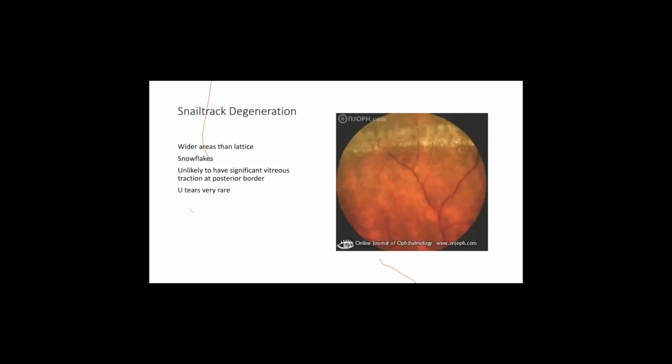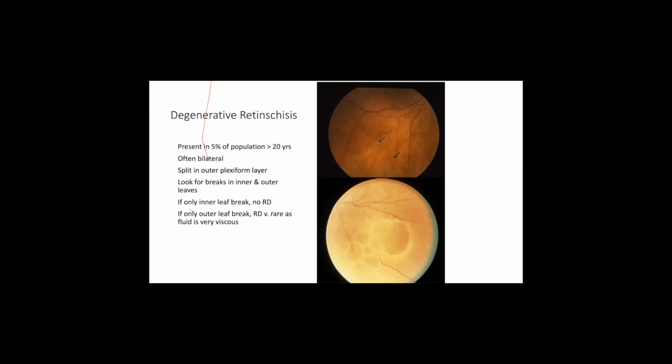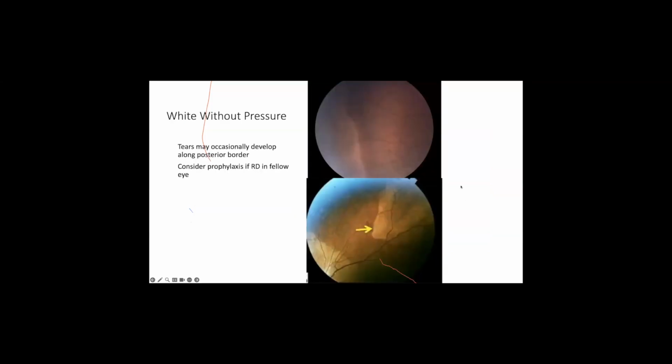Snail track degeneration, you get wider areas than lattice, and U-tears are extremely rare with this. Retinoschisis is something we talk about a lot. It's present in about 5% of the population and is most often bilateral. The only time a retinoschisis becomes a problem is if you have a break in both the outer leaf and the inner leaf. This break basically means that fluid can traverse all the way to the subretinal space. They can be extremely difficult to manage if they get a retinoschisis retinal detachment. White without pressure is very common here.